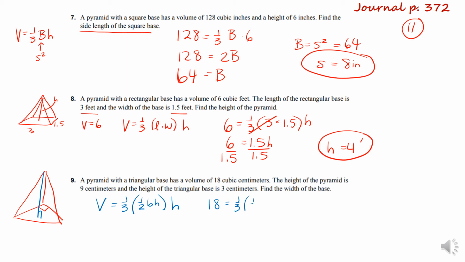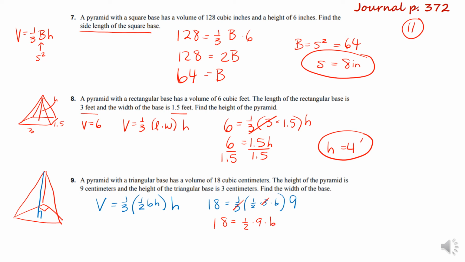So I'm going to go 1/2 times 3 times my base times the height of my pyramid, which is 9. You can be really creative with this, but here's how I'm going to do it. This 1/3 canceled this 3, and 1/2 of 6, that's a b. So then I get 18 equals 1/2 times 9 times b.